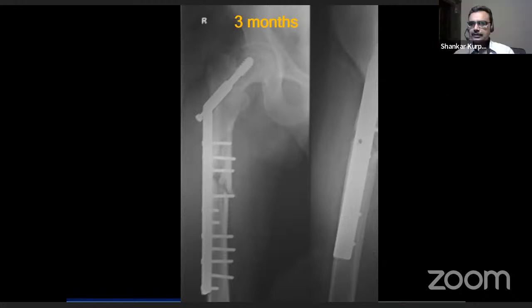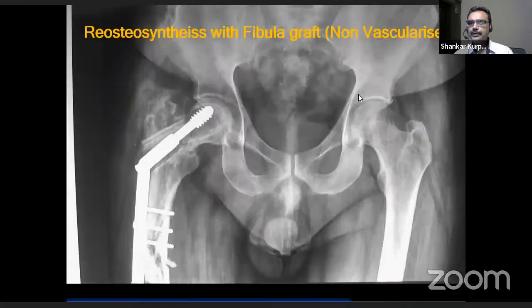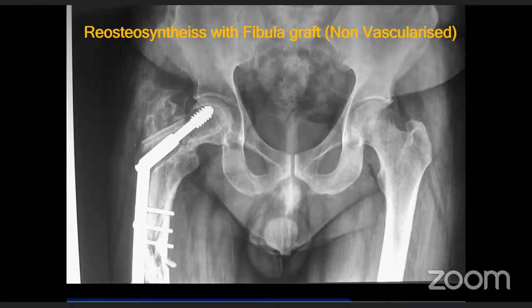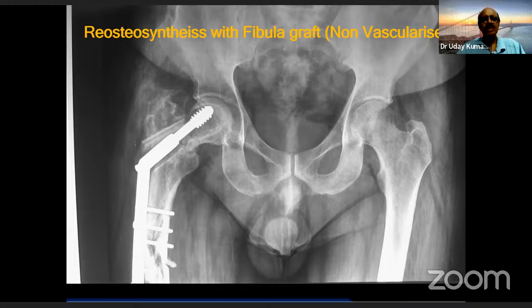So the surgeon saw this at a further 3 months down the road and again took him back into OT and decided that he is going to do a reosteosynthesis with a non-vascularized fibula graft. Oh, now it is very loose. The DHS is just toggling in such a big area. Now, infection. I think infection.